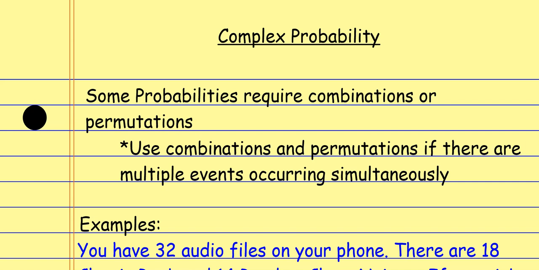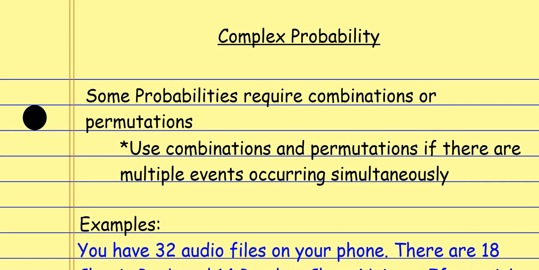We're still finding probability the same way. We're still doing what I want over the total number, but I might have to do a permutation or a combination to figure out how many ways I can get what I want. I might have to do a permutation or combination to figure out the total number of possibilities. And so really it's just merging those two ideas together. When you think about simple probability and you think about finding the number of possible outcomes, when we put these kind of things together, that's when we get complex probability.